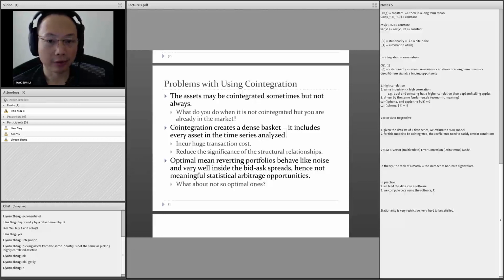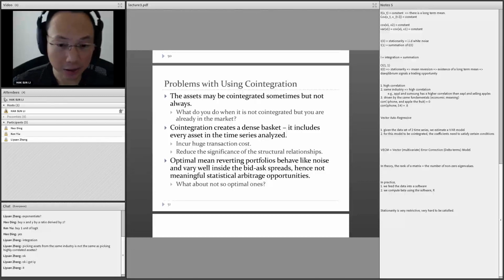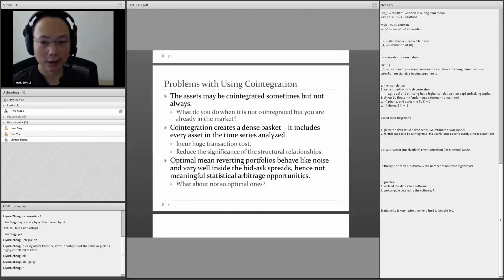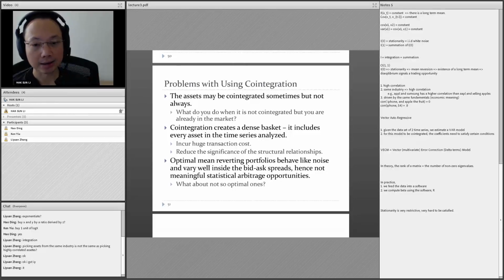Another problem with co-integration is that it always creates a dense basket. Let's say you have a basket of 10 assets, and you run the co-integration software on these 10 assets. You will have a beta that has 10 non-zero values, meaning that you have to trade all these 10 assets together. Now this is a huge problem in terms of execution. Number one, you trade 10 different assets, which will incur a huge transaction cost.